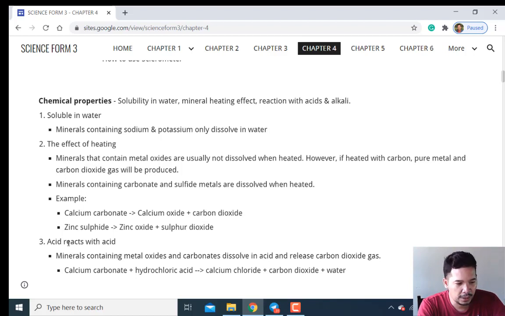Metals will react with acid. Minerals containing metal oxide and carbonate dissolve in acid and release carbon dioxide gas. For example, calcium carbonate added to hydrochloric acid, a strong acid, will change into calcium chloride plus carbon dioxide plus water.